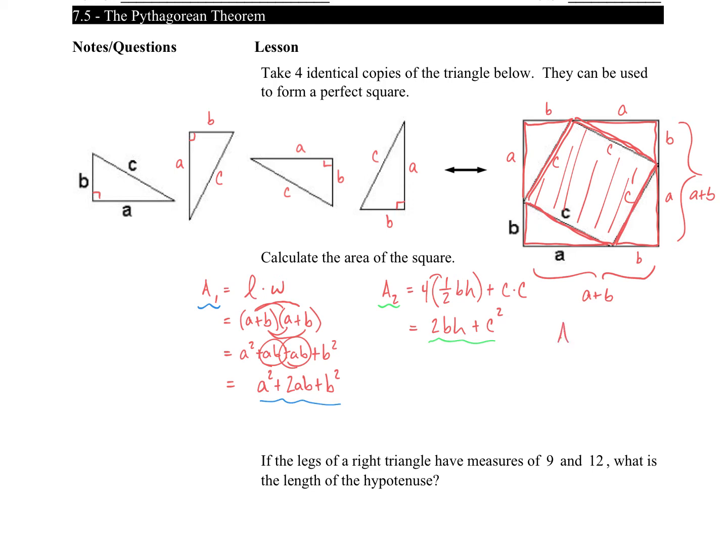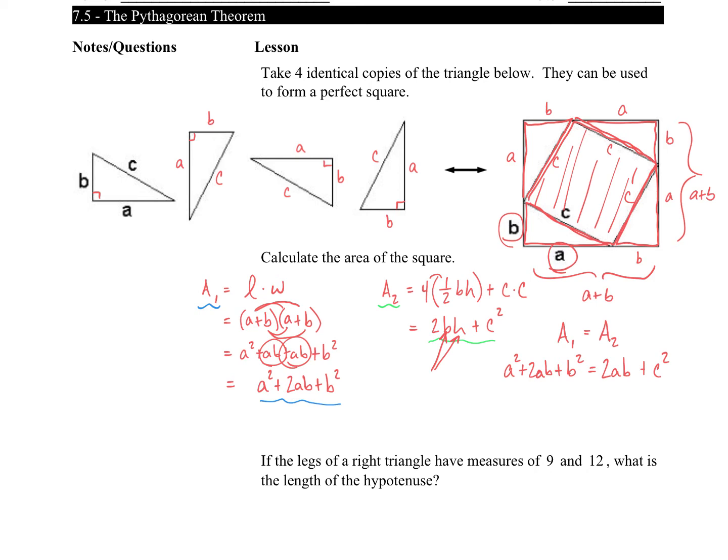So we're going to then say that the first area has to be equal to the second area, which means that A squared plus 2AB plus B squared has to equal 2 times the base times the height plus C squared. Now, one thing that I want to change here about the second area is, what are the base and the height of these triangles? Well, the base is B and the height is A. So another way that I could write that then is 2 times AB.